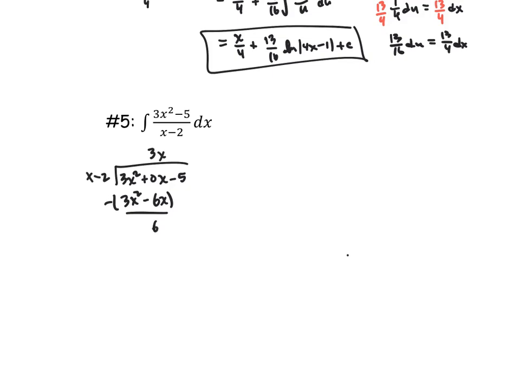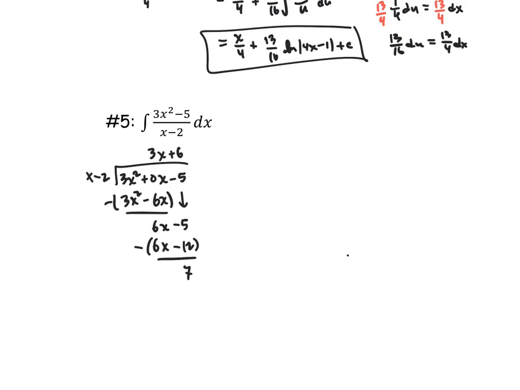The first terms cancel exactly how I want them to. So 0 minus a negative 6 is 6x. I drop the negative 5 down. How many times does x go into 6x? Well, it goes in 6 times. So I get 6x minus 12. I'm again going to subtract. And it looks like, oh my gosh, again, I get 7 as my remainder.